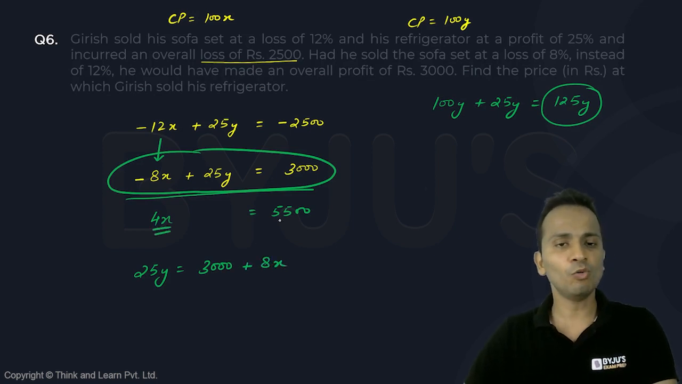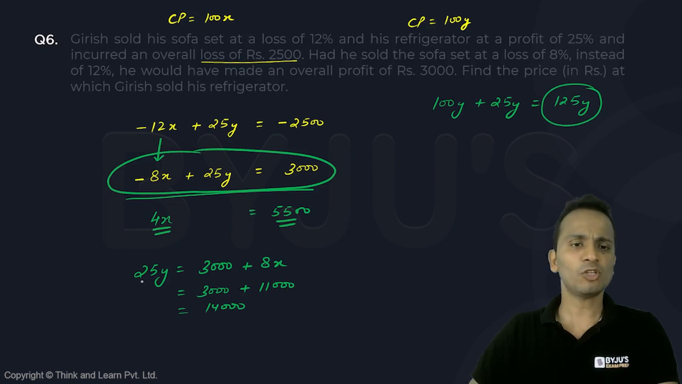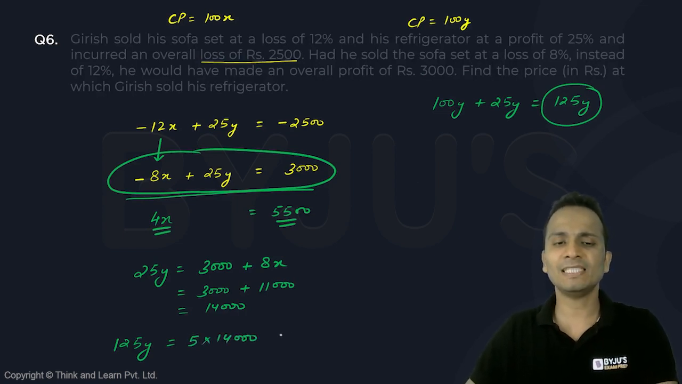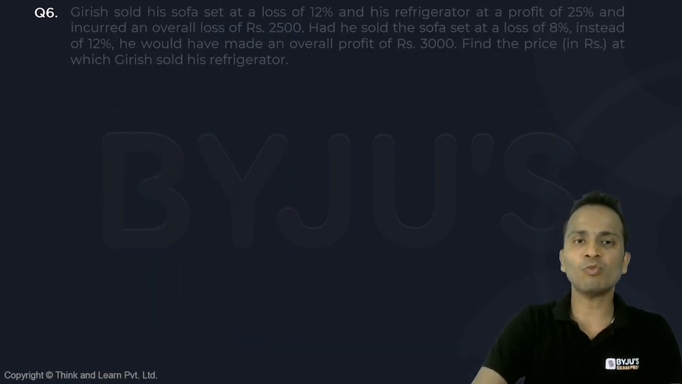I already have the value of 4x, which is 5500. So the value of 8x will be twice of that, that is 11,000. So 25y will be 3000 plus 8x, and 8x is 11,000, so that is 14,000. Okay, so I've got the value of 25y, which is 14,000. I require the value of 125y, which is 5 times 25y. So 125y will be equal to 5 times 14,000, and that is equal to 70,000. So 70,000 will be the price at which Girish sold his refrigerator, and that will be the final answer for this question.